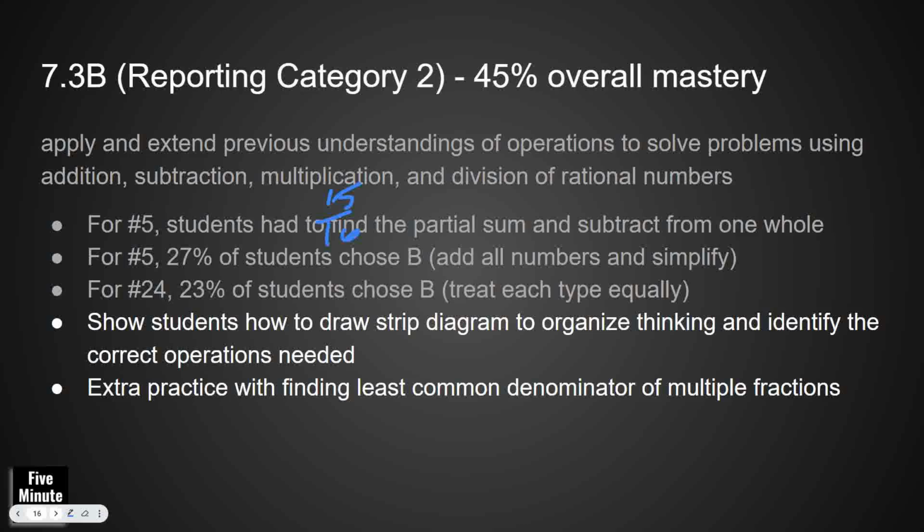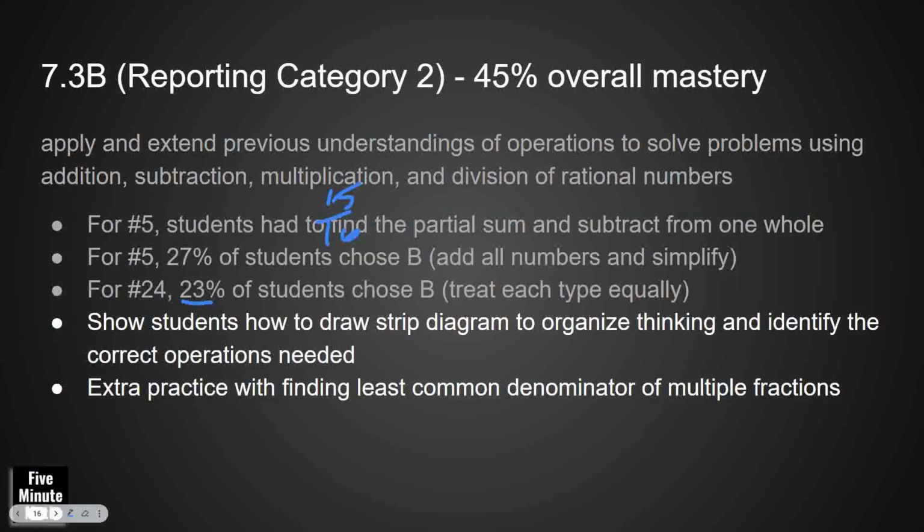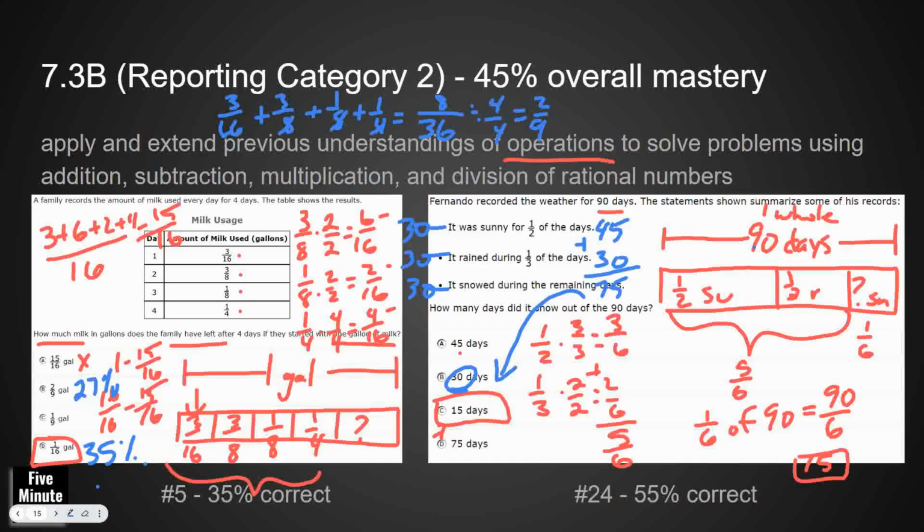And then for number 24, 23% of our students chose B, which is just 30. So they just said 3 sections, 30, 30, 30. They kind of ignored the fractions and just did 30, 30, 30. So we had 23% of our students do that. So that was kind of a misconception, because that was the next highest incorrect answer.